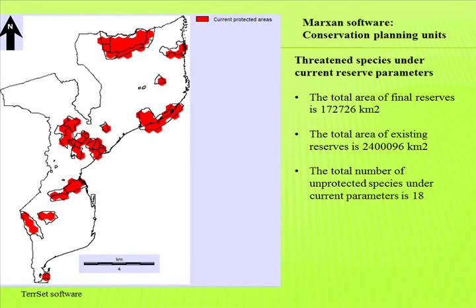The total area of final reserves is 172,726 kilometers squared. The total area of existing reserves is 2,400,096 kilometers squared. The total number of unprotected species under the current parameters is 18, which is all of my threatened species.